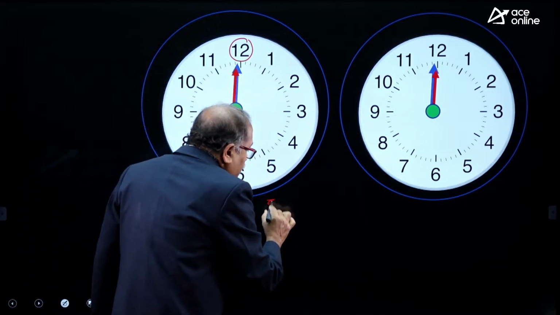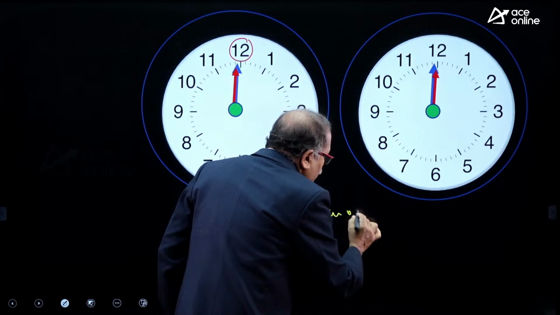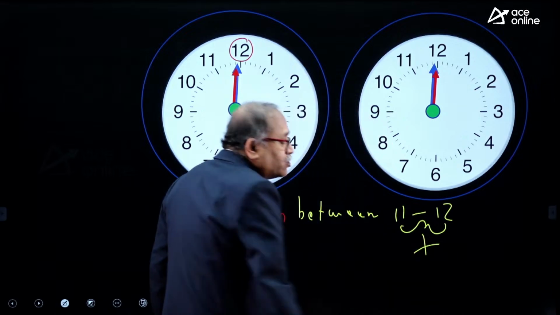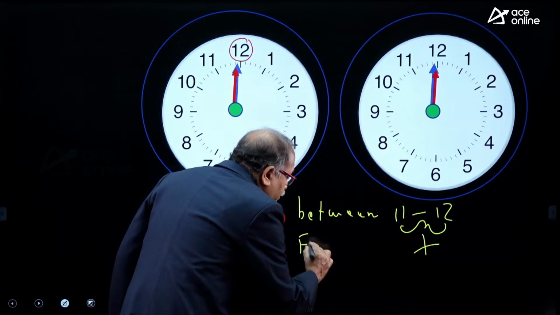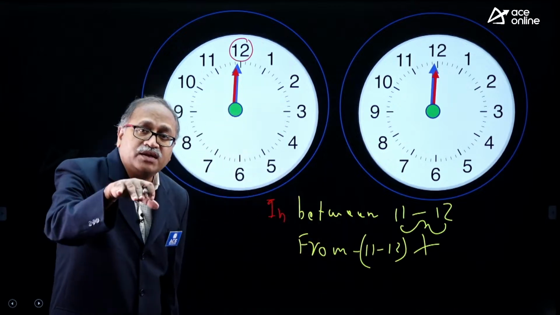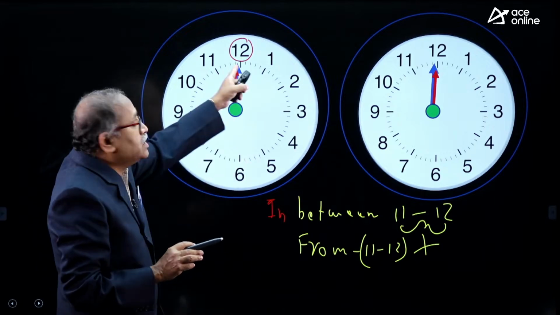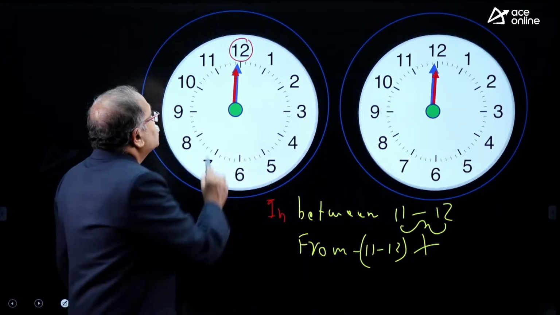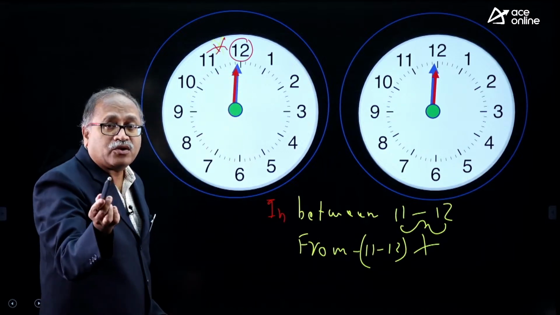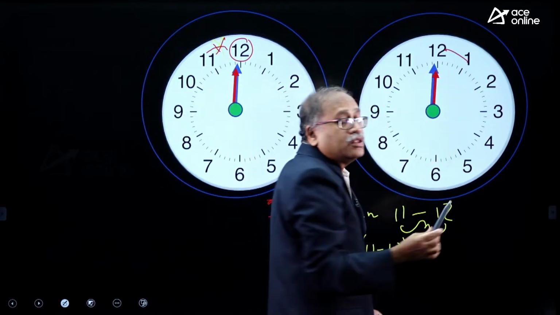So between 11 and 12, is there any coincide? No coincide. From 11 to 12, that means 12 is also included, so at that time I will say there is one coincide over here. Look at this, there is no coincide in between, but exactly at 12 o'clock there is a coincide. So between 11 and 12 there is no coincide of the hands, but at 12 o'clock there is a coincide. Now here the time is 12 o'clock. Now notice that from 12 to 1, will there be any coincide?